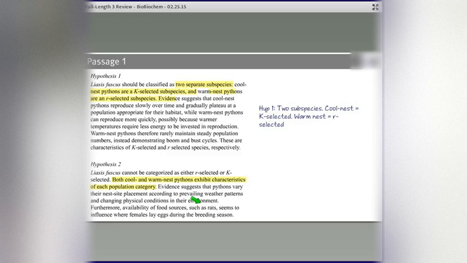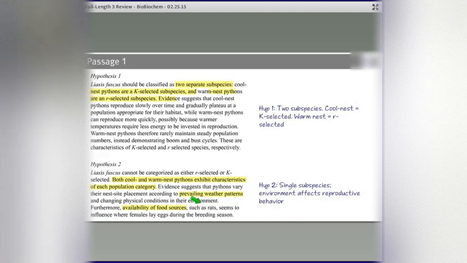So maybe we can't just separate them into two different subspecies based upon whether or not they are K-selected in terms of them being slow or they are r-selected in terms of them being rapid. Maybe there's a bit of overlap, and that's exactly what this second hypothesis is going to be all about. Okay, so maybe the environment has an effect on it.